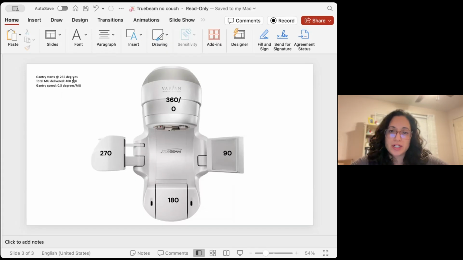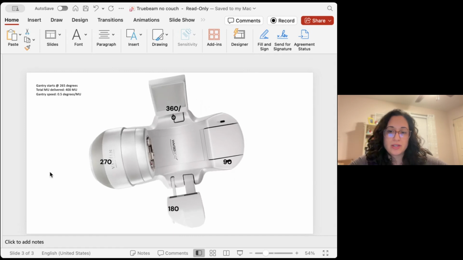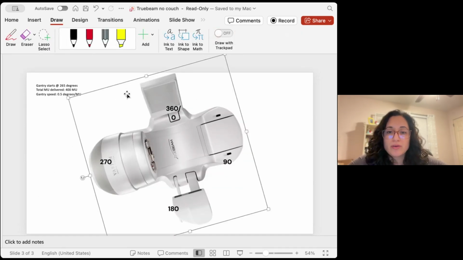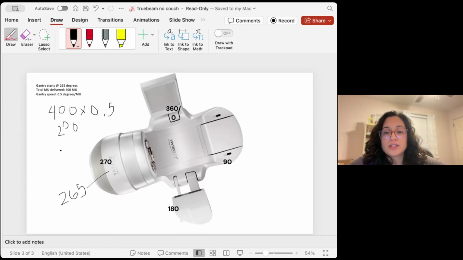So in this case, the gantry starts at 265. So it's around just past 270 there. And the total MU is 400 MU for this treatment. And the gantry speed is 0.5 degrees per MU. So for every MU that is delivered, the gantry will move half a degree. So in order to find the total degrees traveled, we'll do 400 times 0.5 and get 200 degrees. So the total degrees this gantry will be rotating is 200 degrees.